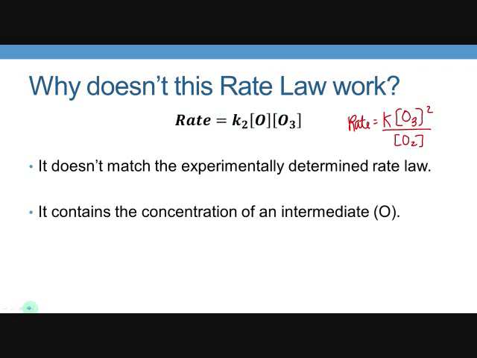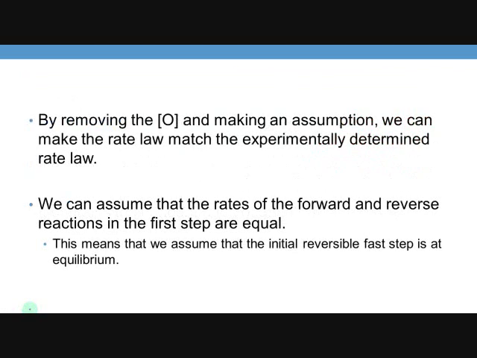So what we can do is make an assumption. By removing the concentration of the intermediate and making the assumption, we can make the rate law match the experimentally determined rate law. We do this by assuming that the rates of the forward and reverse reaction in the first step are equal. This is our first case of equilibrium. We touched on it in Chem 1, and we might have said a little bit about it so far this year, but this means that the initial reversible fast step is at equilibrium, so the rates are equal.